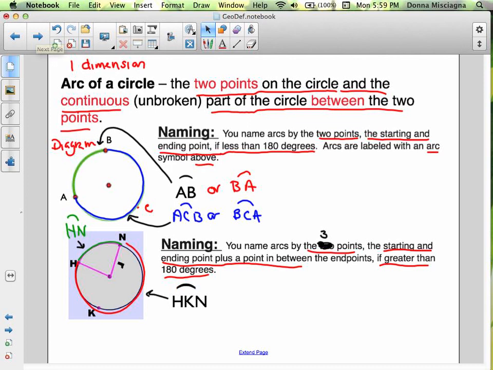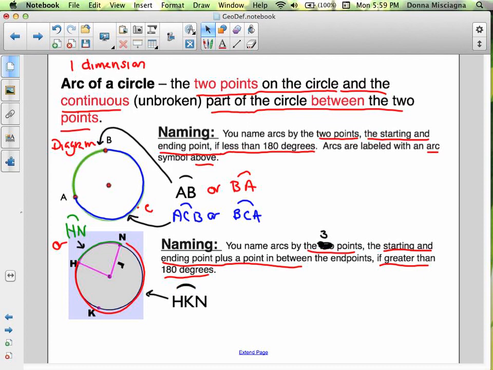Right? So when we name arcs, you have to write in both parts that say naming. And make sure, by the way, on the diagram, you draw everything you see, either this picture or this picture, everything there. And for naming, you need to write in the 2 parts, the parts that are underlined. So you name arcs by 2 points, the starting and ending point, and really it doesn't matter who's starting and who's ending. It's not directional like a ray. The starting and ending point if it's less than 180.